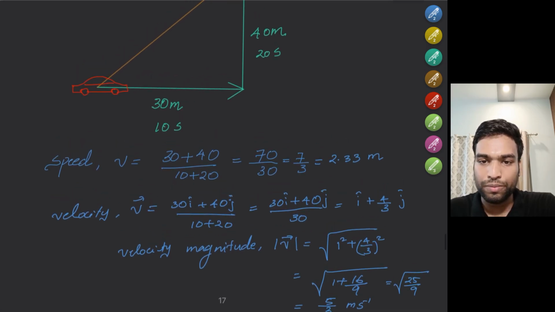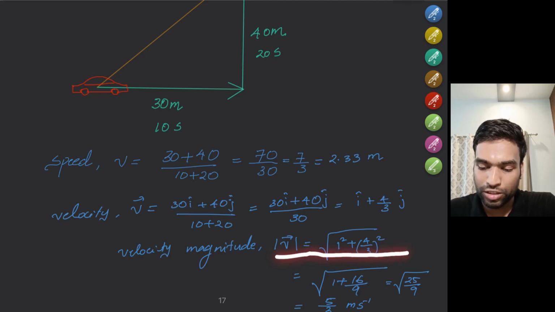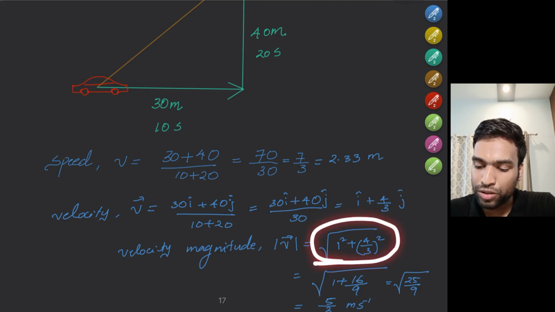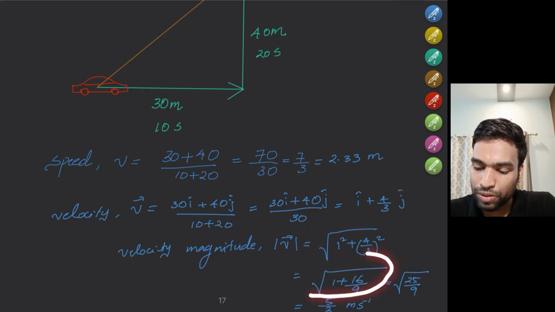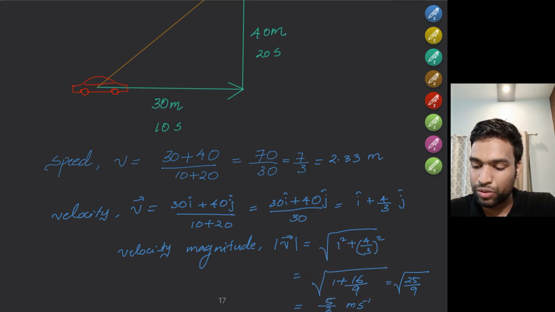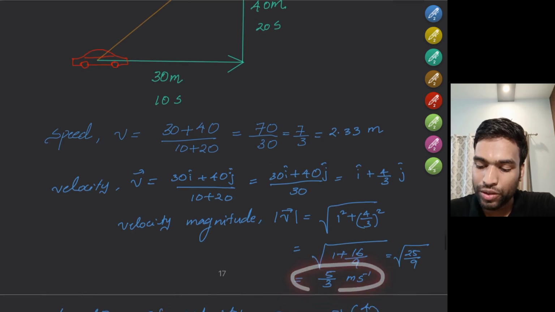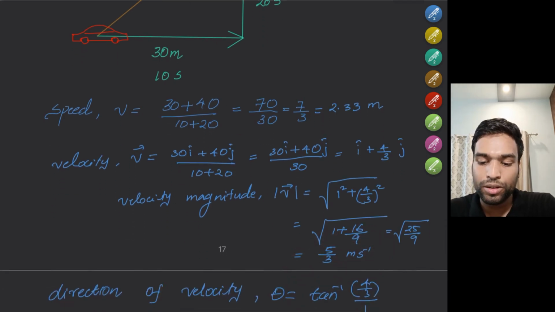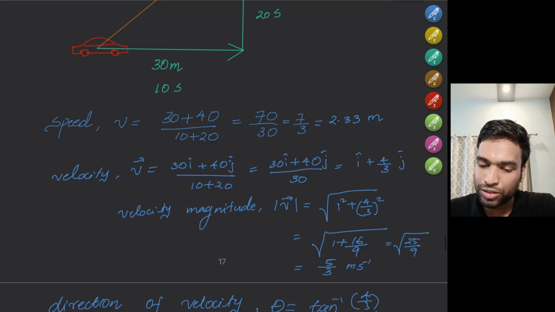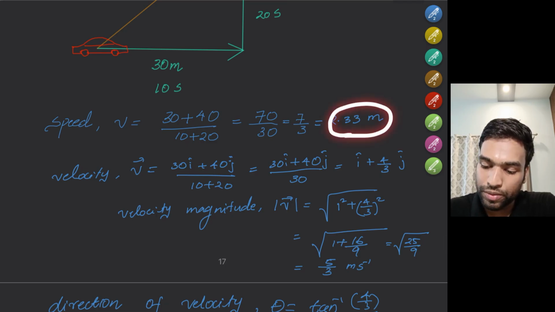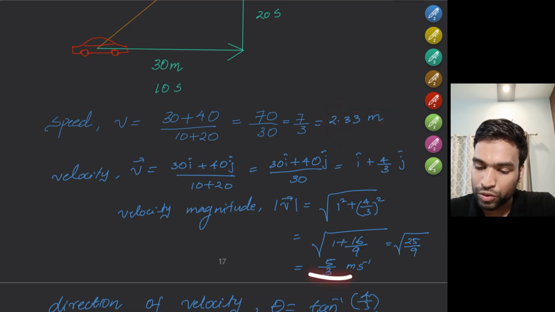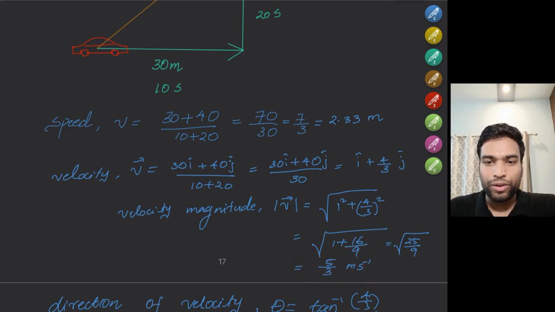Now if you want the magnitude information, you can do square root of x component square plus y component square, right? So it will be square root of 1 square plus 4 by 3 square. So it will be square root of 1 plus 16 divided by 9, which is of course square root of 25 divided by 9. And finally you will get 5 by 3 meter per second. Good. So look at the magnitude. Speed is 2.33 and velocity magnitude is 5 by 3. Entirely different, right?